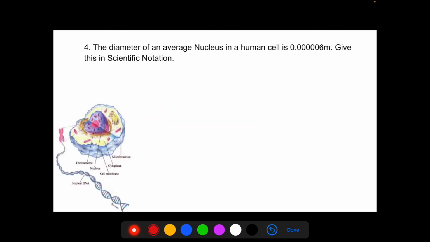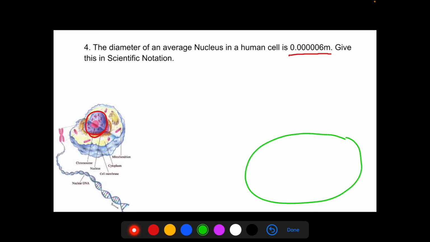All right, and now we have another very, very small unit here. This is just a regular old animal cell, and this right here will be the nucleus. That's where all the instructions, the DNA, the brain of the cell. Okay, so how big is that? It's going to be very, very, very small. So what am I being asked for? I'm being asked to take this number and convert it into scientific notation.